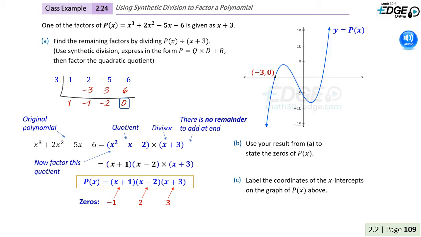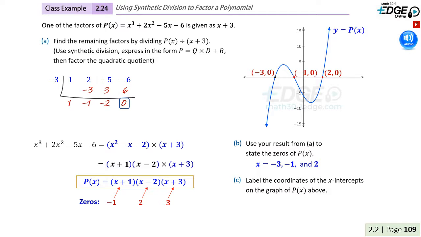Remember that the zeros of the function will be the opposite signs of what we see in the brackets, which is to say, if the factor is x plus 1, the 0 is at minus 1. Graphically, this means that we'll see the curve, the polynomial, the cubic function, cross the x-axis at three places: negative 3 and 0, negative 1 and 0, and positive 2 and 0.